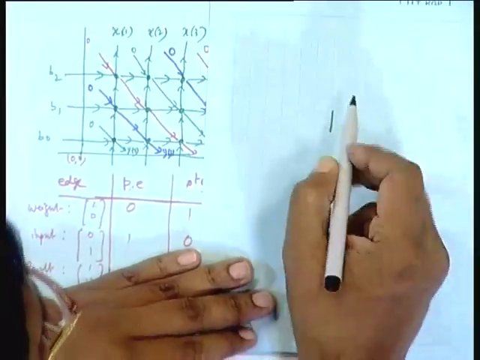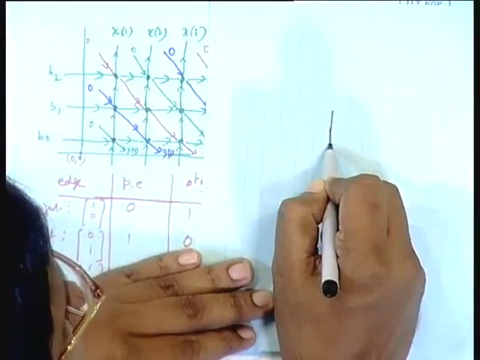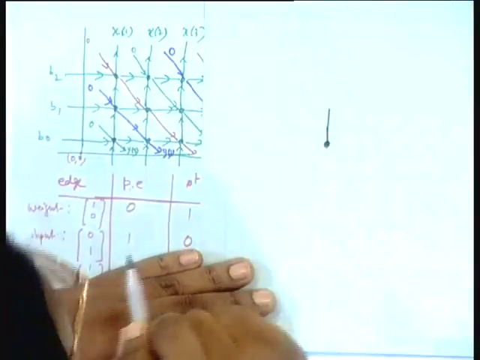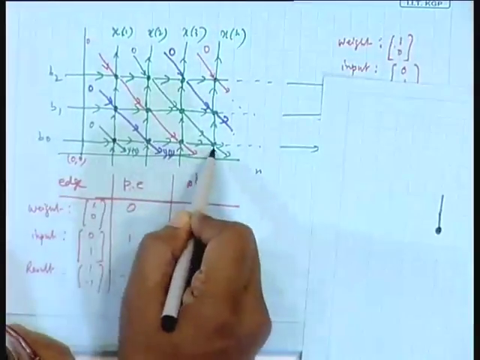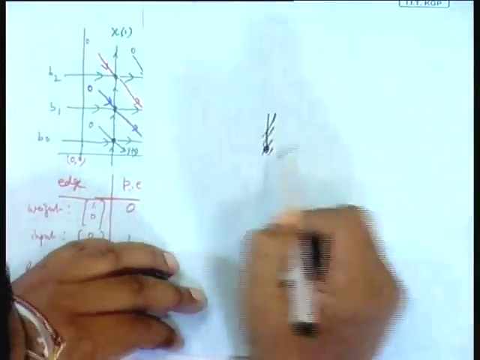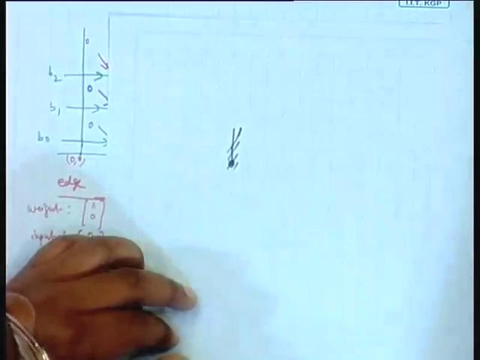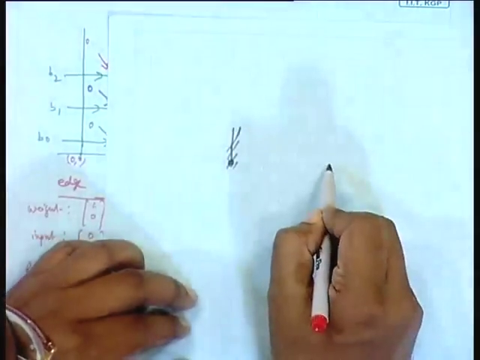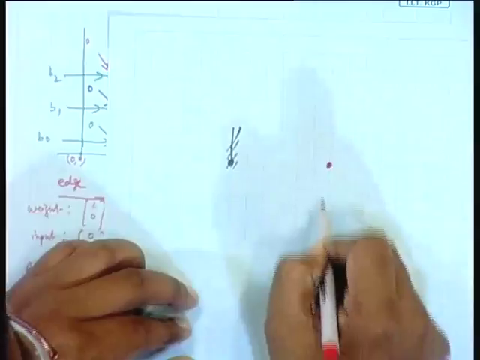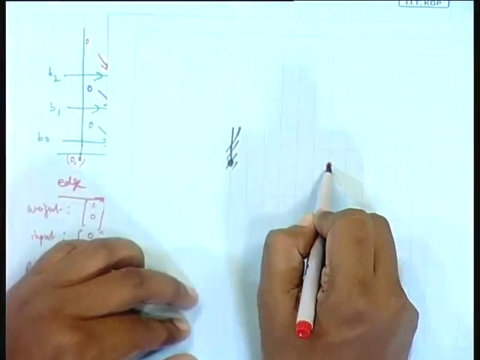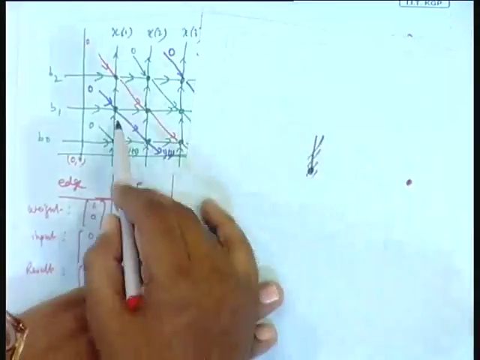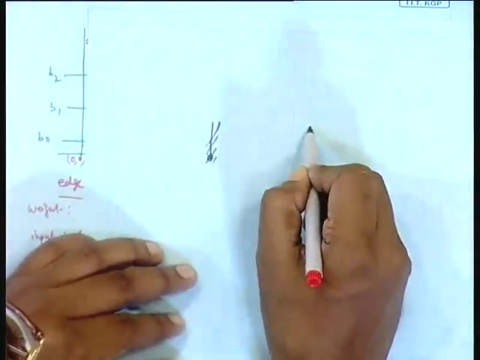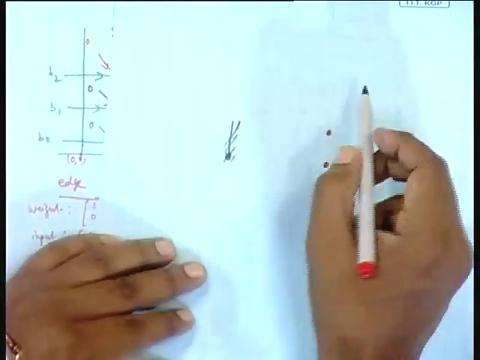In the j axis, suppose this is j equal to 1. All these nodes will be mapped here, all these nodes will be mapped say here, j equal to 2, and all these nodes will be mapped here.